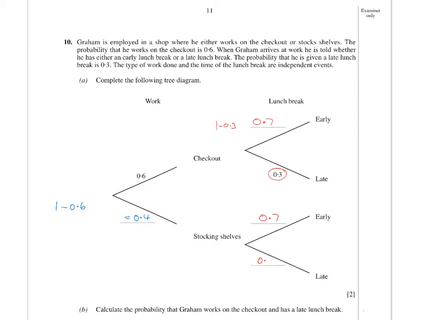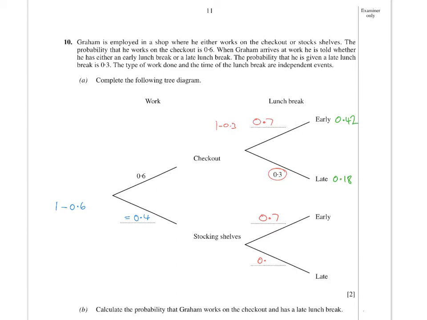Now you must multiply between these branches. You want to imagine there's a big times sign in between the branches. To make it not look so messy, I'm going to get rid of those, but we times in between branches. So to work out the chance that he works on the checkout and then leaves early, I would do 0.6 times 0.7 into my calculator, and that would give me an answer of 0.42. Similarly here, 0.6 multiplied by 0.3 gives an answer of 0.18.